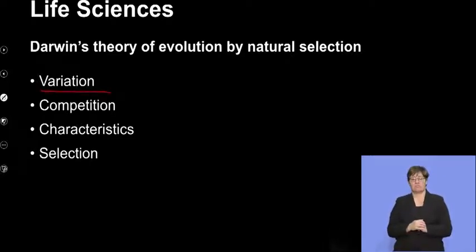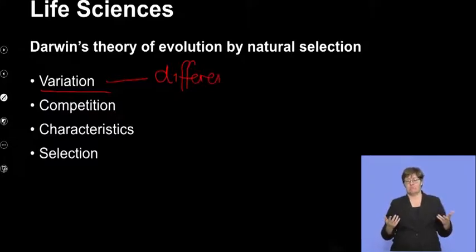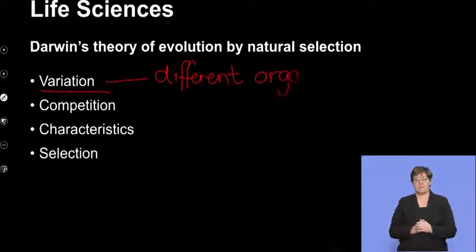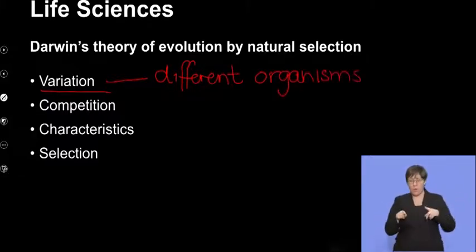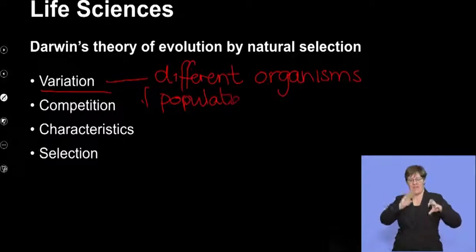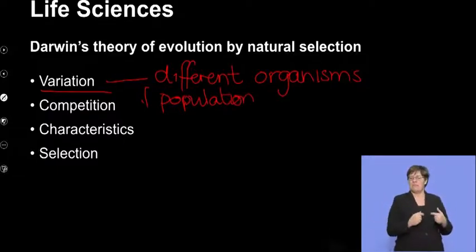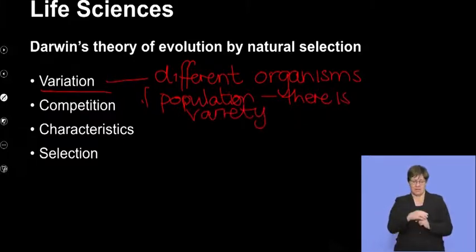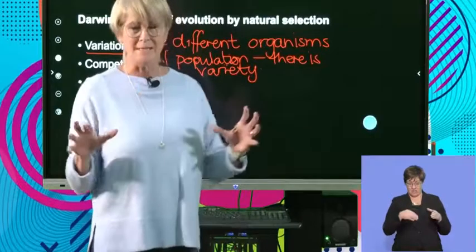The first one is variation. When we talk about variation, there are lots of different organisms, so there's biodiversity of organisms. But there's not only biodiversity, there is also variation within a population. So in one population, we also find differences. We might see some organisms that have a lighter color or a darker color or are taller. This is the variation he was talking about. Not all the organisms of a population look exactly the same.